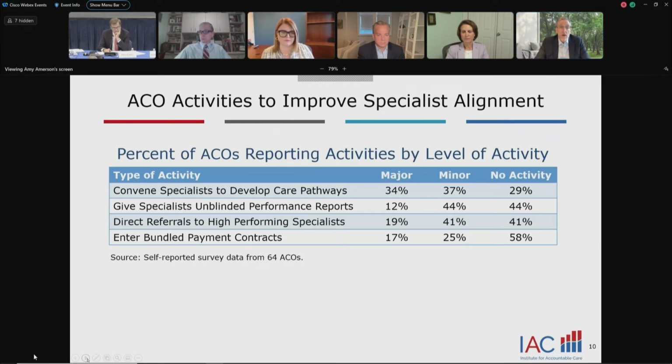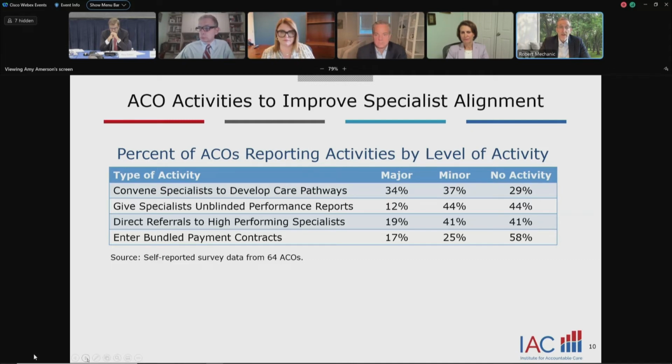So we listed a number of activities, and we asked, is your ACO involved in this? Would you consider this to be a major activity, a minor activity, or you're not involved? So you can see across these 4 activities we have listed there, working with specialists to develop care pathways, about a third, that's a major activity. Giving specialists unblinded performance reports, 12% say it's major, probably due to the lack of good quality data. Directing referrals to high-performing specialists. This is an area of very high interest in the ACO community. Less than 20% say it's a major activity.